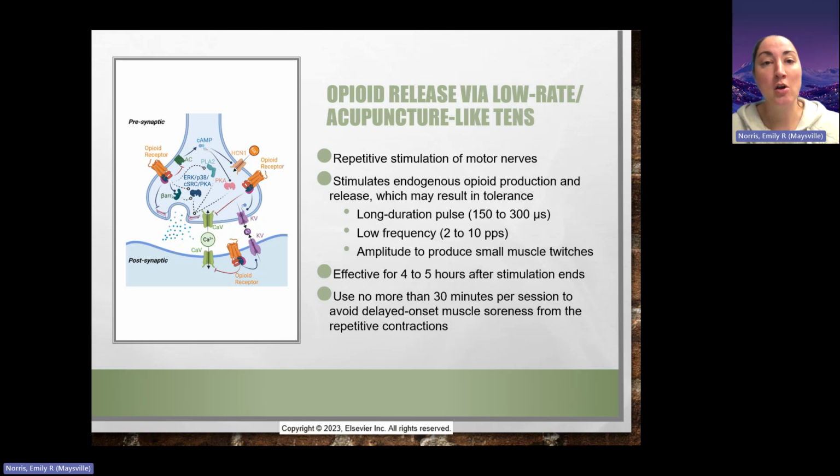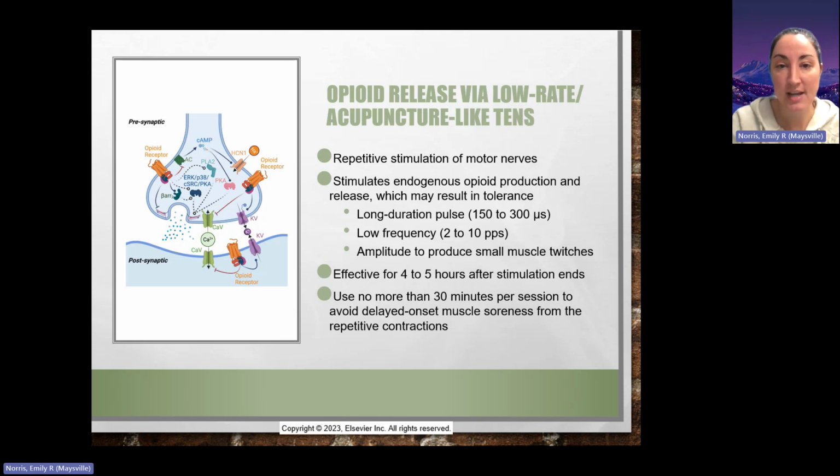So with low rate, it's strong, it's causing muscle twitches, but it shouldn't be painful. With the acupuncture-like TENS, you need to turn the intensity up high enough to where it is painful for the patient. And that also activates the opioid system and causes those lasting benefits.